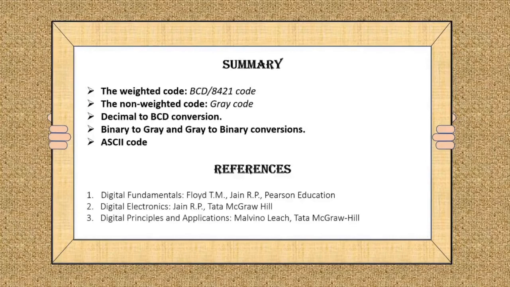Let's conclude. We had a quick overview of the weighted code, BCD or 8421 code, the non-weighted code, the gray code. We studied a few conversions, decimal to BCD, binary to gray, and gray to binary conversion. And we had a quick overview of the ASCII code.